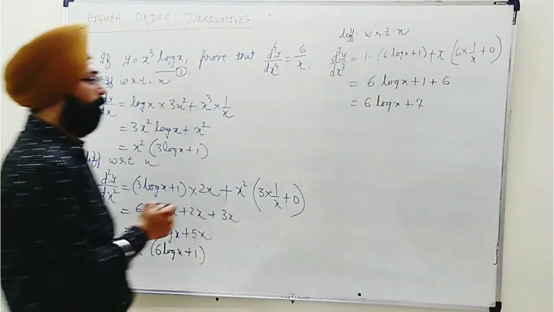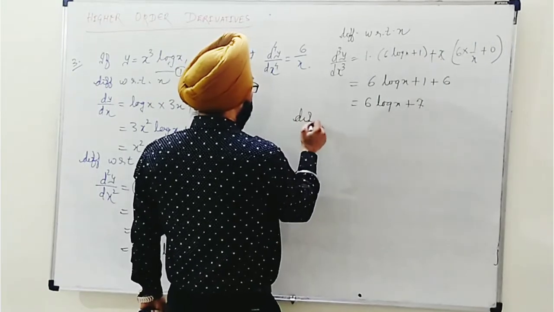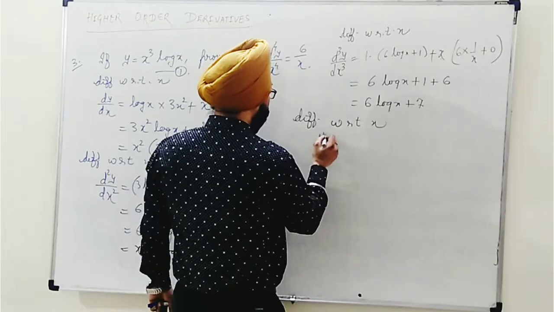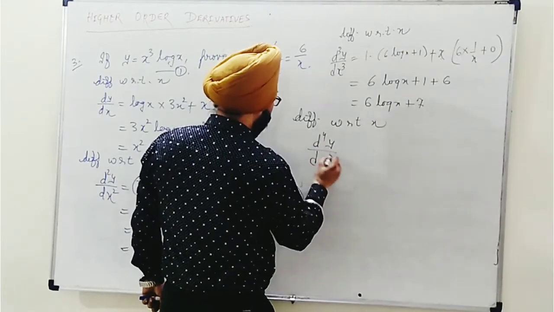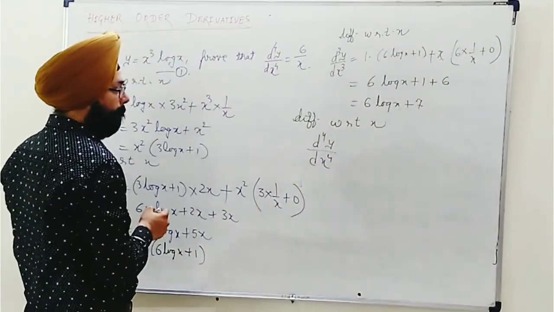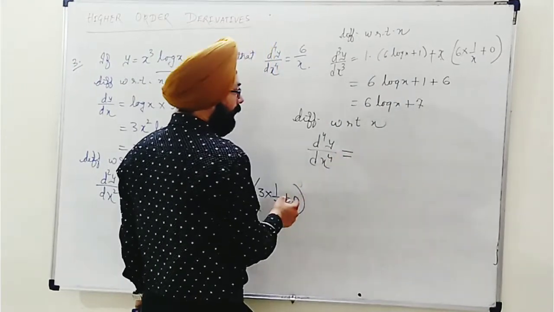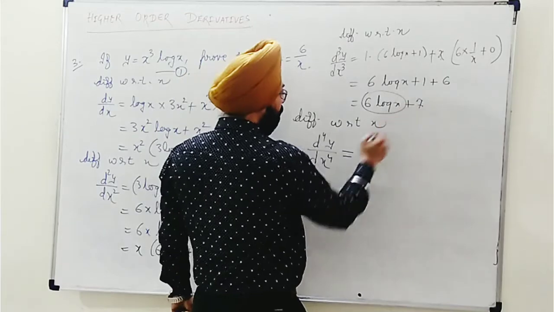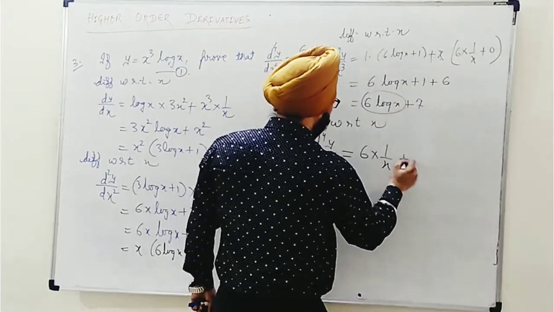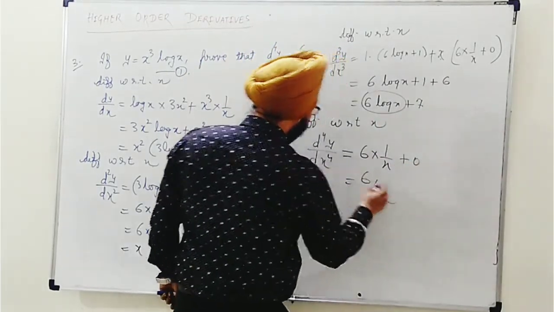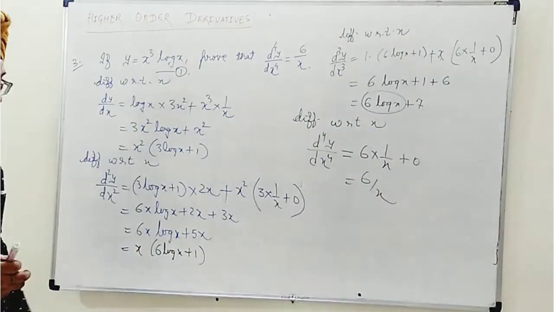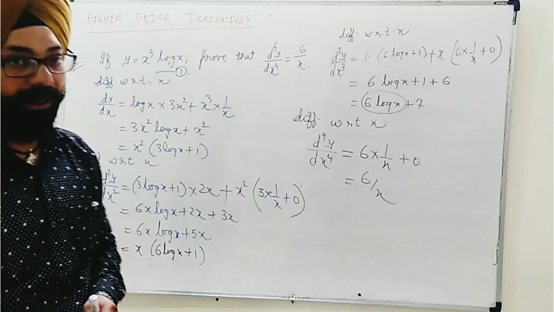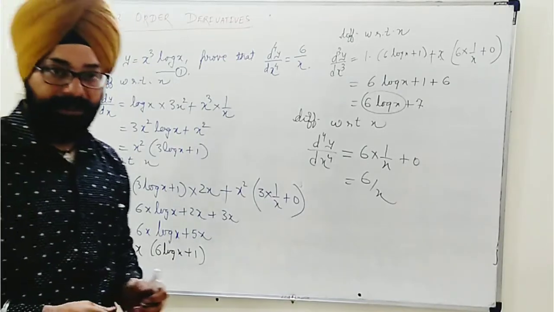Now the last time, fourth order, differentiating with respect to x we get d4y by dx4. We have only one term of the function, 6 log x, the rest is constant. So this will be 6 into 1 upon x plus 0, and finally 6 upon x, which is the required result. So this way, whatever is mentioned according to the question, we have to do. Okay, let's see the next question.